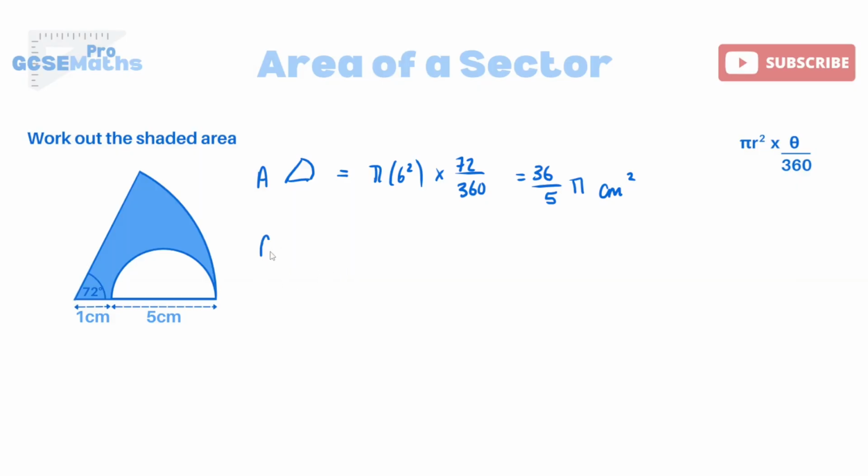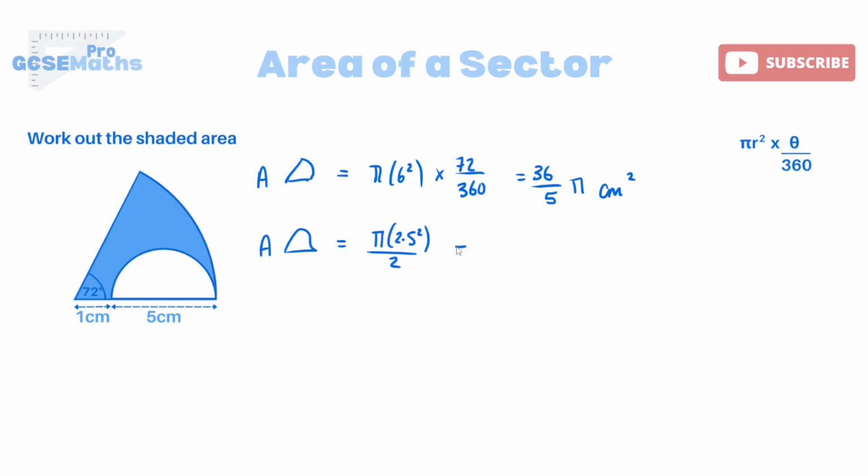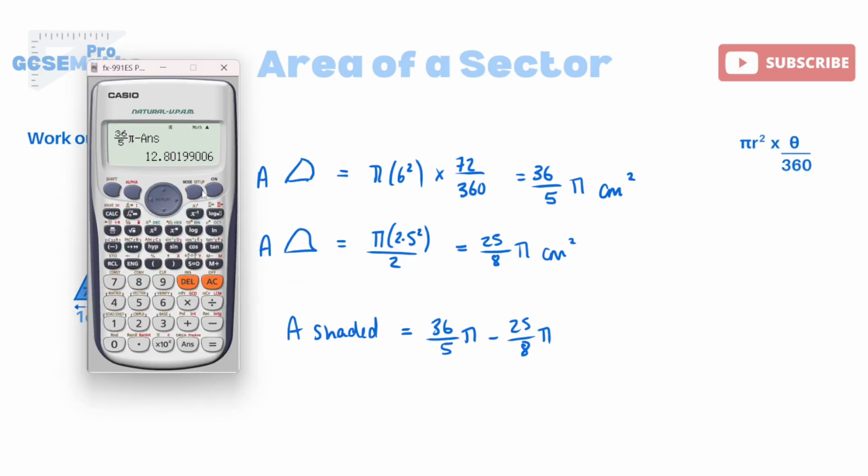Now for the area of the semicircle. That one is just half a circle, so you've got pi r squared over 2, but the radius is actually not 5, it's 2.5, isn't it? So just be careful of that as well, because the 5 is technically the diameter for that semicircle. And again, in terms of pi, that gives me 25 over 8 pi. The final thing I need to do to find just the shaded bit is to subtract them. Now that it's my final answer, I will convert it into a number, so that's 12.8 centimeters squared.